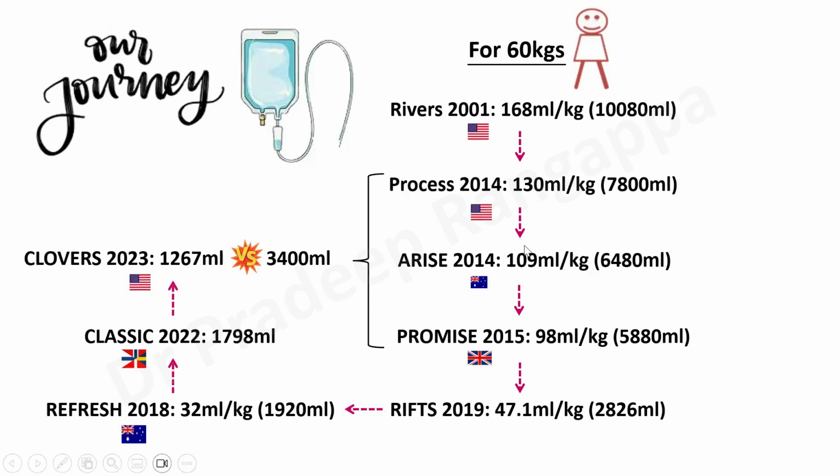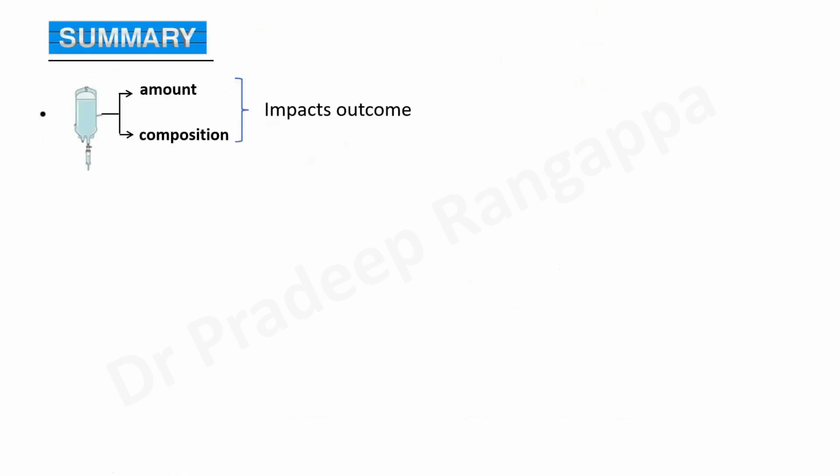Somewhere here, in PROCESS and ARISE, this volume appeared just about enough. That itself is conservative. Here you are comparing ultra conservative with conservative, so that did not show any difference. The total summary is that whatever fluid amount you use, and the composition, has a bearing on outcome.